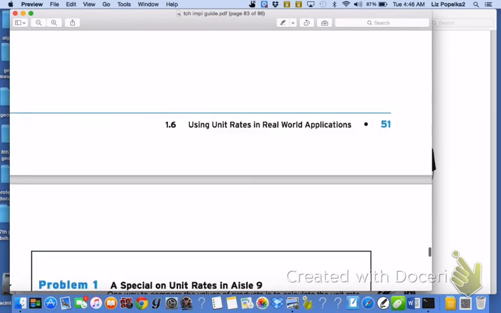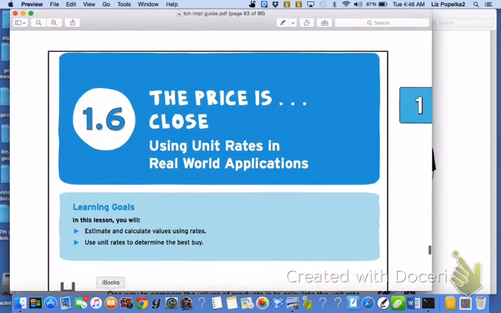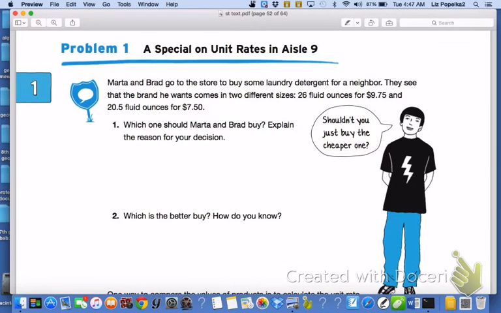And we're going to start that conversation by looking at problem number 1. And in problem number 1, it says that Marta and Brad are going to the store to buy some detergent. They see that the brand he wants comes in 2 different sizes. So you can get 26 ounces for $9.75, or you can get 20.5 ounces for $7.50. So it's asking which one they should buy.